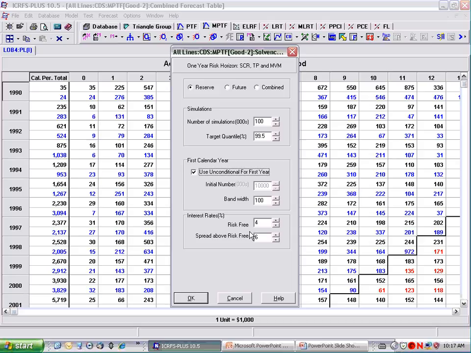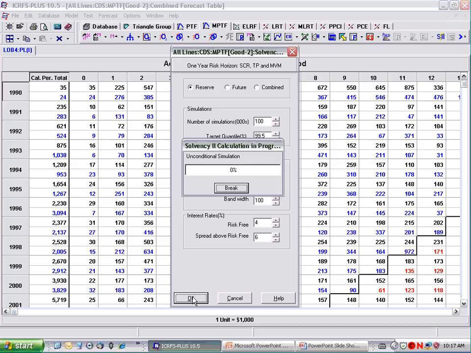So we need two sets of distributions. We need the unconditional, as if the first year is not in distress, and we also need the conditional distributions if the first year is in distress. So we're doing millions and millions of simulations here.